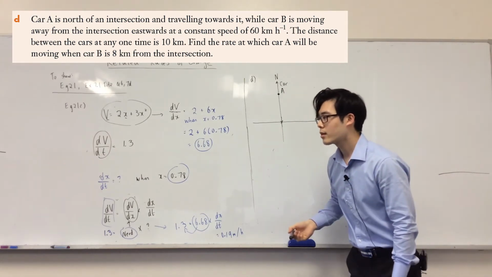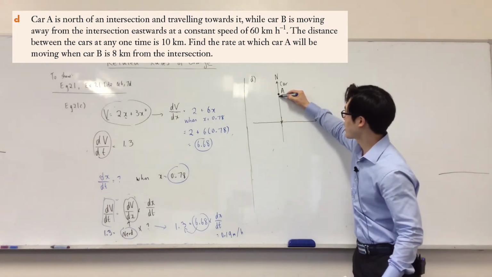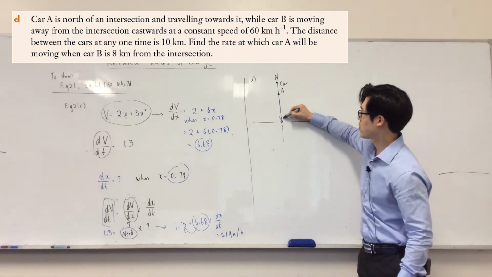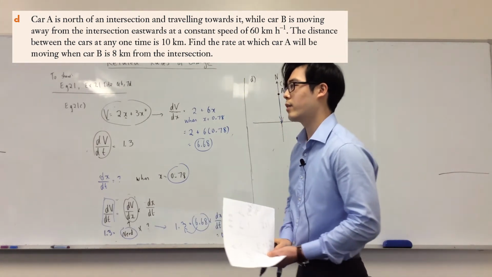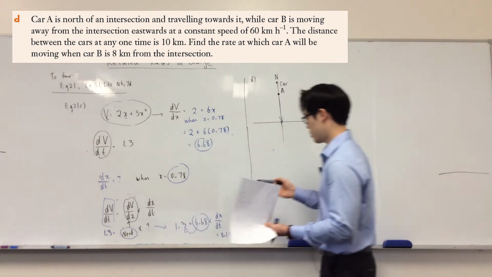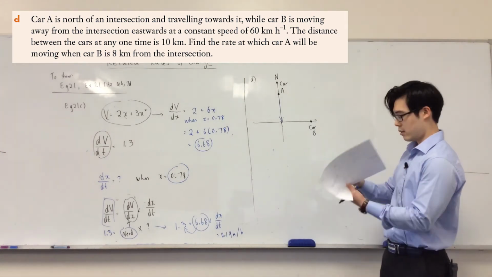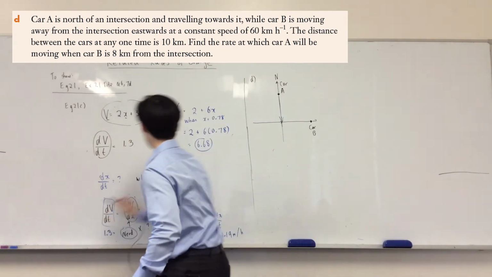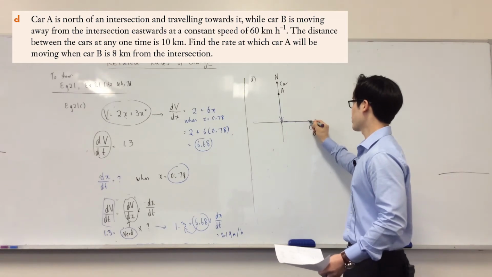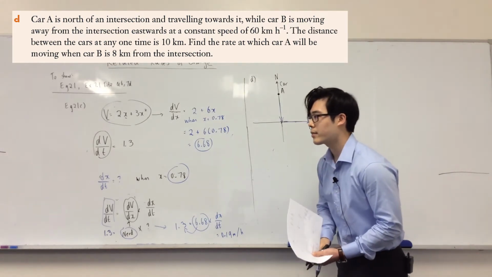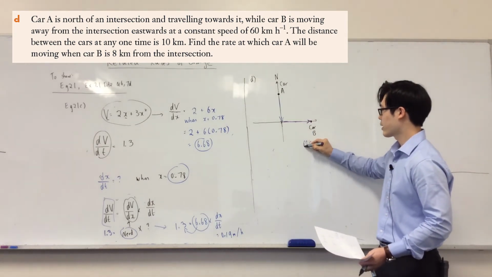Now, next line, and traveling towards it. So what does that mean? It just means I'm going to draw an arrow saying it's going towards it. Yeah? Now, while car B is moving away from the intersection, eastwards, so I'm going to say car B is here, and then, girls? 60 kilometers per hour. That's right, but I'm just going to draw an arrow to indicate it's going away from the intersection. And yep, the speed is given at a constant rate of 60 kilometers per hour.